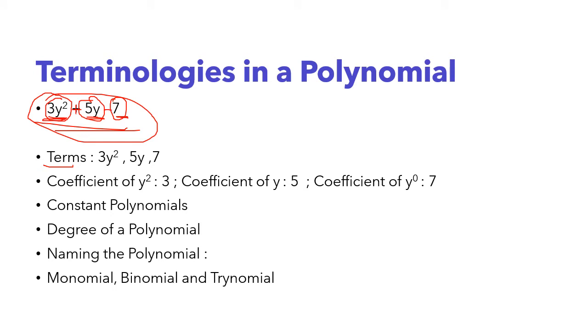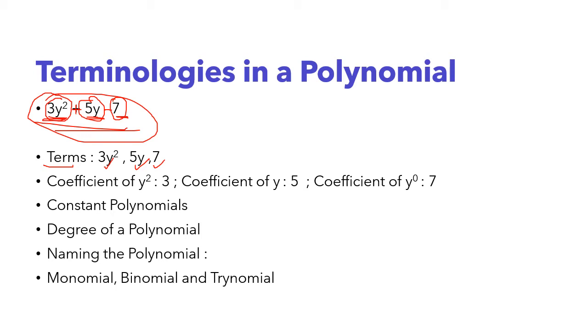If they are separated by plus or minus, we call them terms. Not by multiplication or division, but plus and minus. So terms are the parts in a polynomial which get separated by plus and minus. So 3y square is a term, 5y is another term, and 7 is another term. Let's move towards the next part, that is the coefficient of y square.